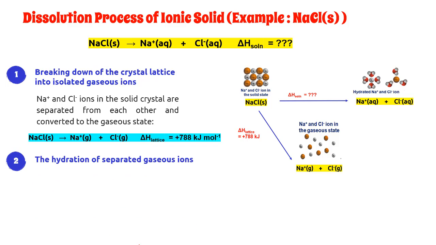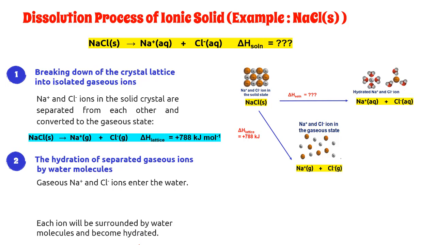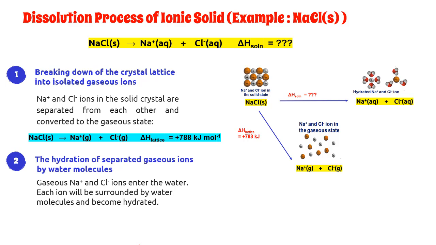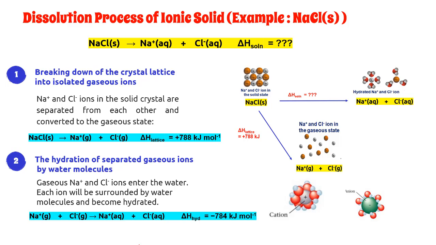Next, the hydration of separated gaseous ions by water molecules. Gaseous sodium ions and chloride ions enter the water. Each ion will be surrounded by water molecules and become hydrated. In this example, when 1 mole of sodium gaseous ion and 1 mole of chloride gaseous ions are hydrated, 784 kilojoule energy or heat is released.